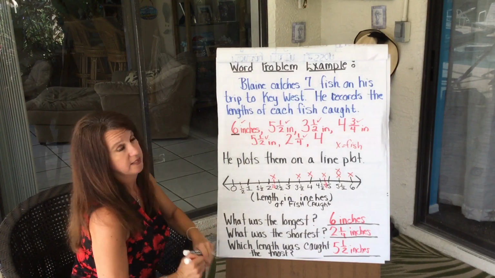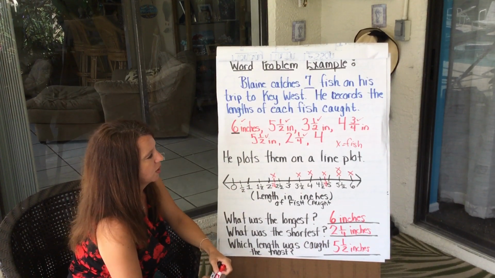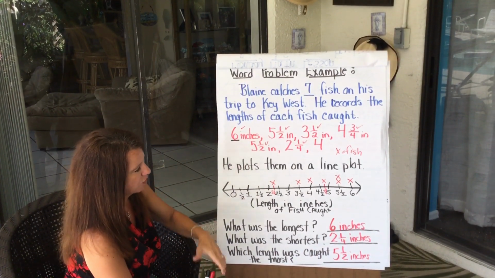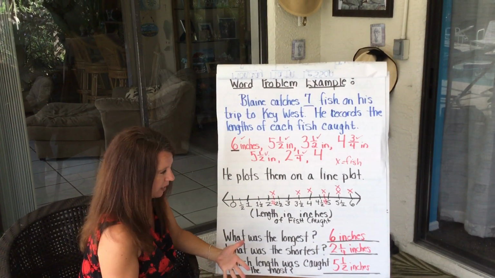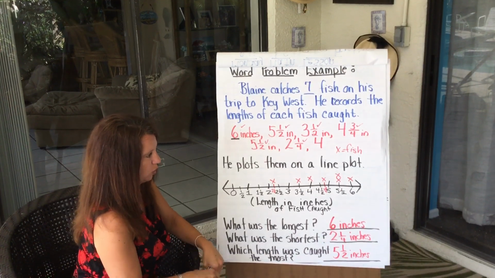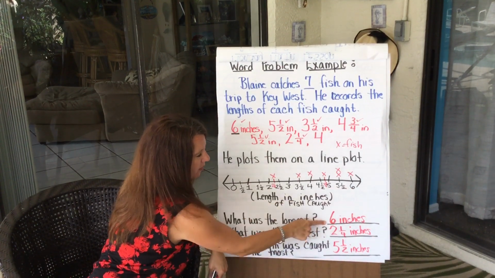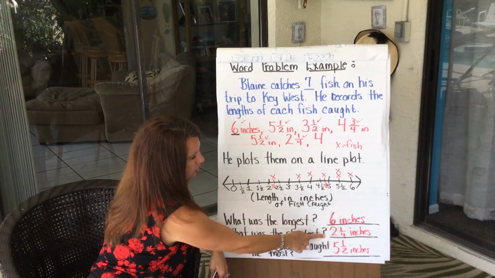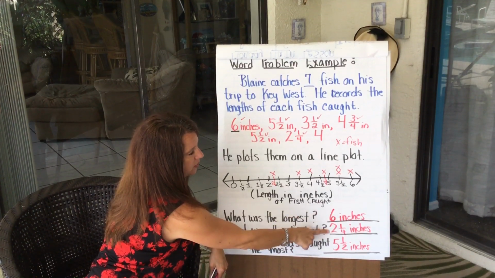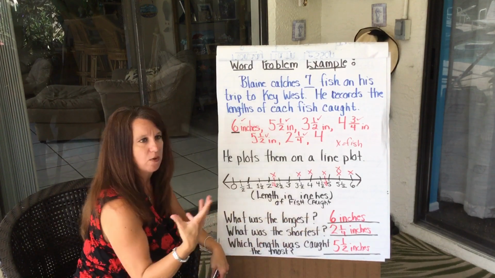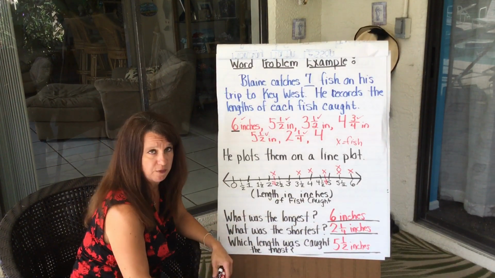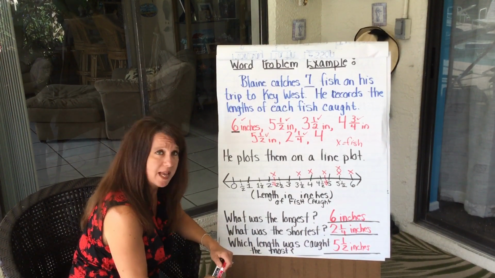Now on our next lesson on Wednesday, we're going to start to actually use the adding and subtracting. Here we're just talking about representing. But we're going to have to start doing adding and subtracting. So it might be like, what's the difference between the greatest caught, the longest caught, and the shortest caught? And we'd have to subtract 2 1/4 from 6. So that kind of goes back to our mixed numbers adding and subtracting from last week. That's going to be Wednesday's lesson.